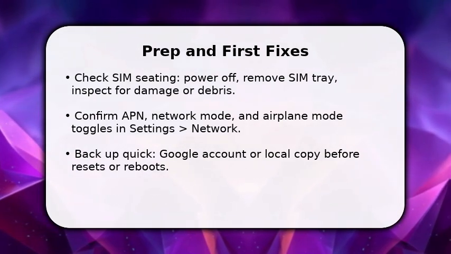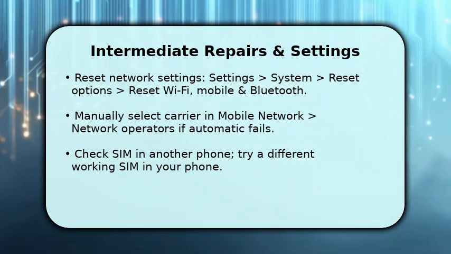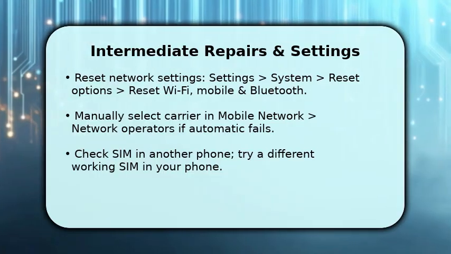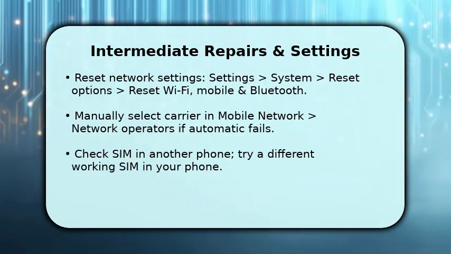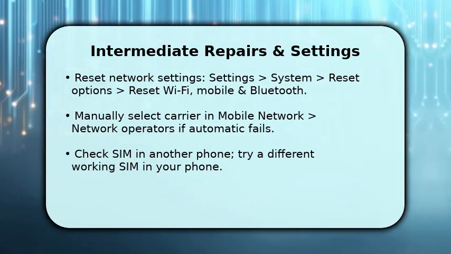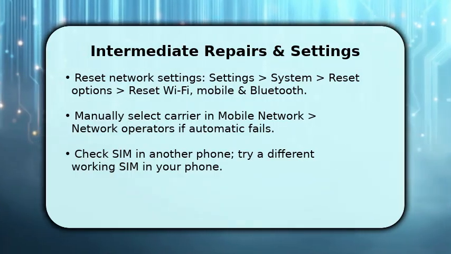You now tackle settings that often fix persistent no-service issues. Reset network settings to clear corrupted profiles. This removes saved Wi-Fi and VPNs, but often restores cellular connectivity. Next, go to mobile network and manually search for and select your carrier.